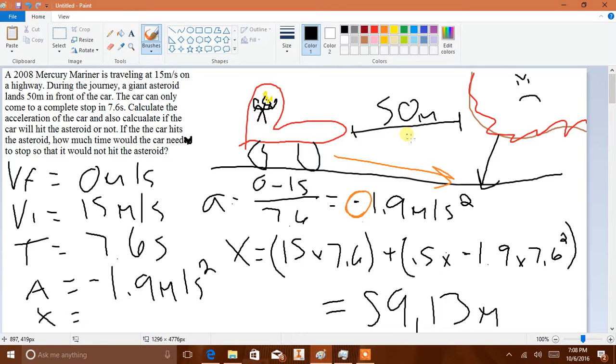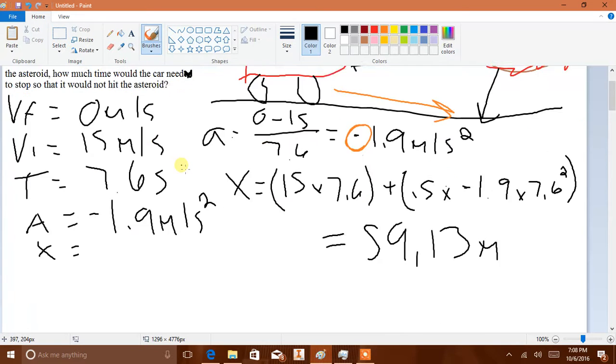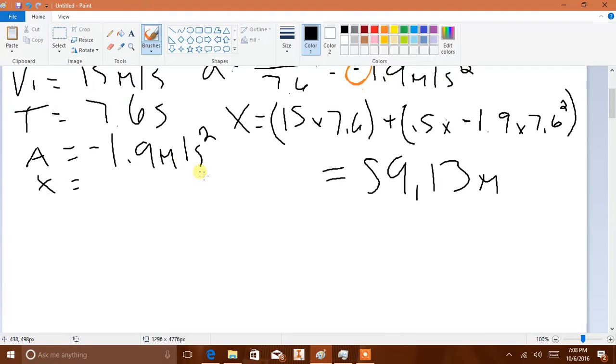Then we can't just end it with leaving this dude all crushed up in a ball next to an asteroid. Second part of the question, because it says, will the car hit the asteroid or not? If the car does hit the asteroid, which it did, how much time would the car have needed to stop so that it would not have hit the asteroid? Let me tell you, folks, it's not over.